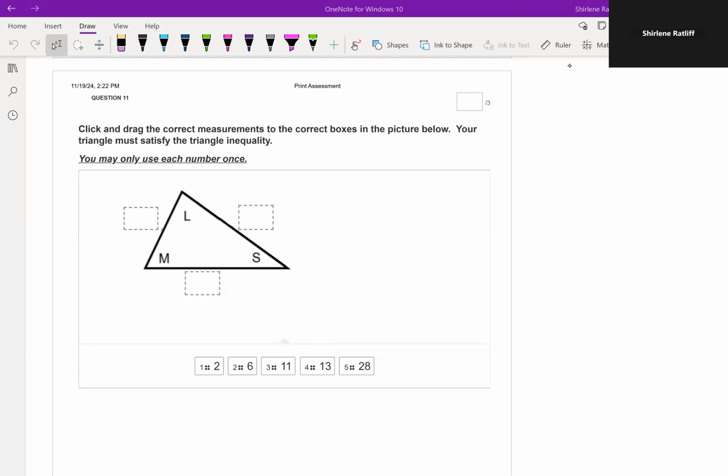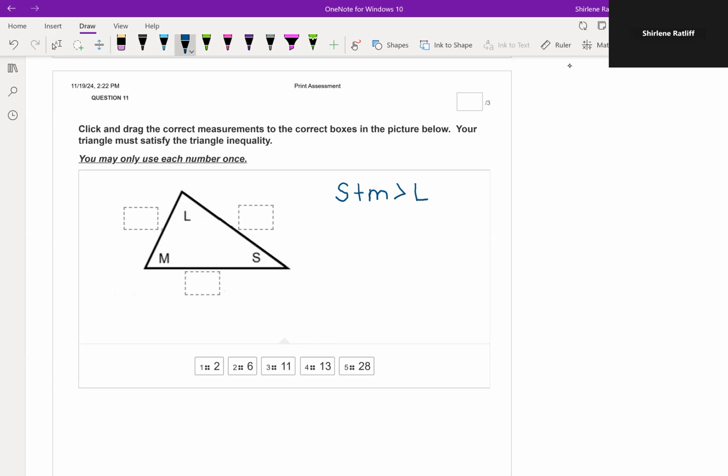Right, question 11. Click and drag the correct measurements to the correct boxes in the picture below. Your triangle must satisfy the triangle inequality. You may only use each number once. Right, the triangle inequality says that the small side of a triangle plus the medium side of the triangle has to be greater than the large side of the triangle.